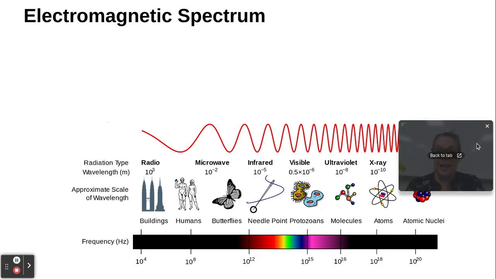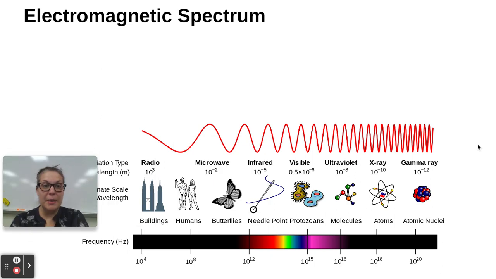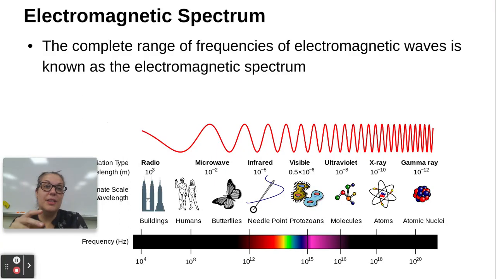So we can take this idea of electromagnetic energy and we can view it over what's called the electromagnetic spectrum. So this is the complete range of frequencies of electromagnetic waves. We have multiple types. We have radio waves, which have very long, lazy wavelengths. We have microwaves, infrared, visible.